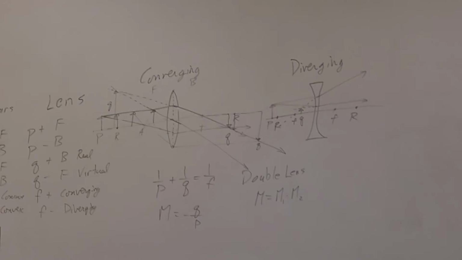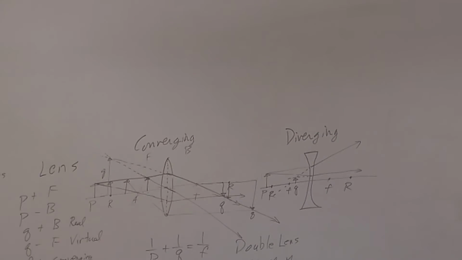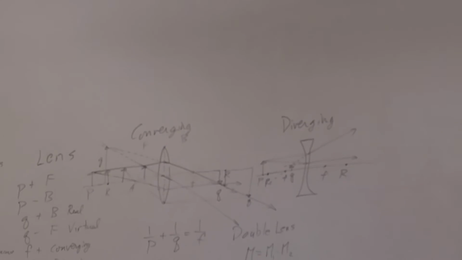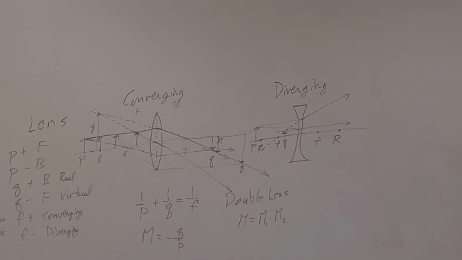Okay, so we've got lenses, we've had mirrors, and we talked about double lens systems. What else is there? Aberrations. And really, as far as chapter 33, that's it.